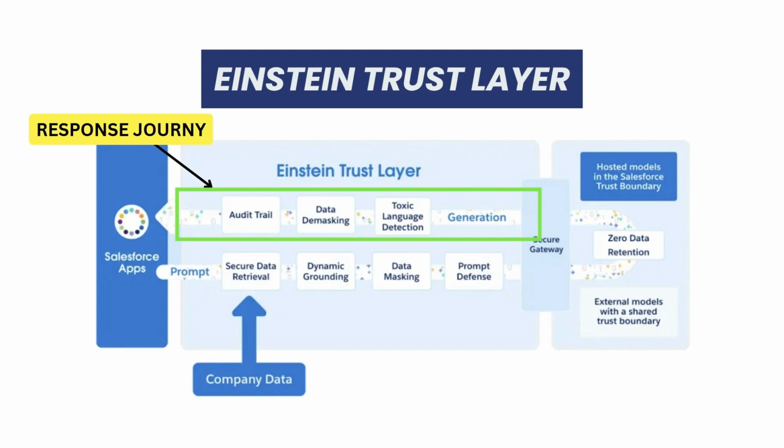So to summarize everything we've gone over, the Einstein Trust Layer ties together secure data retrieval, dynamic grounding, data masking, prompt defense, zero data retention, data demasking, and an audit trail to protect your data throughout the entire AI workflow. It acts as the ultimate safeguard, giving you powerful AI capabilities with the peace of mind that your data, and more importantly, your customers' data, remain secure at all times.